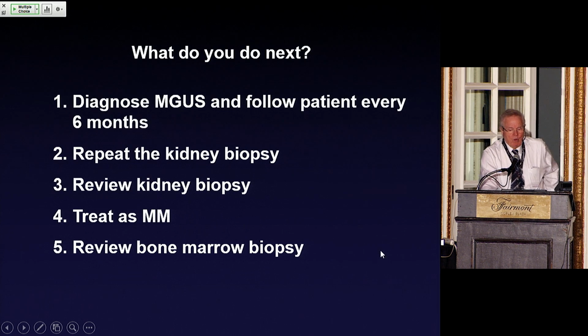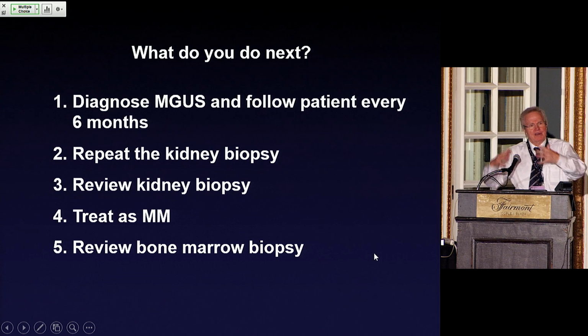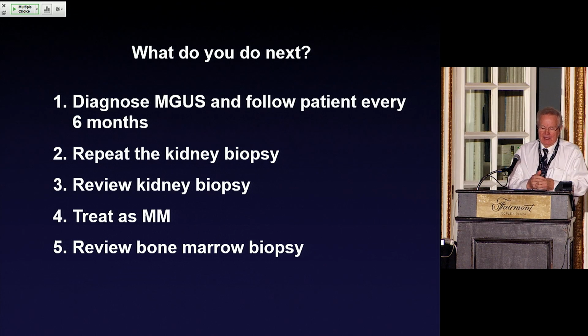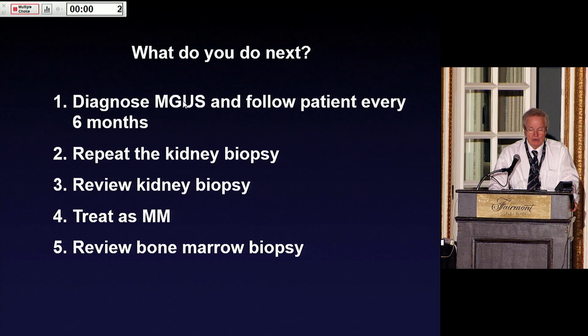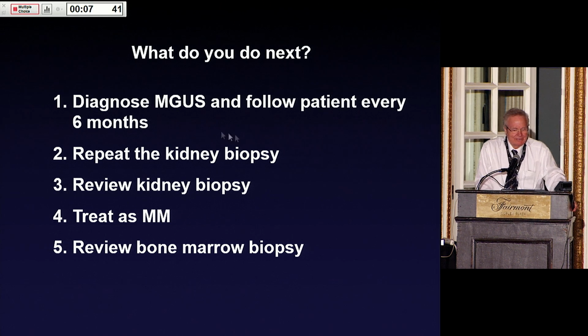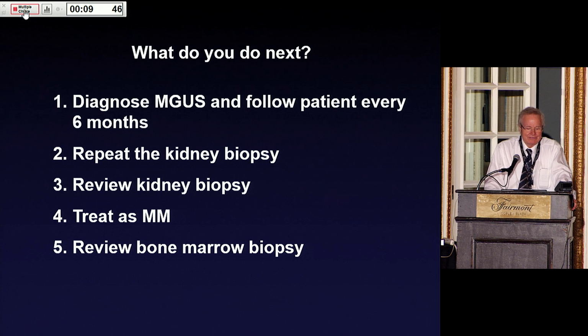Okay. What do you do next with all this that you have heard? Diagnose MGUS and follow the patient every 6 months. Repeat the kidney biopsy. Review the kidney biopsy. Treat as multiple myeloma. Review the bone marrow biopsy. So now you get to choose this other clinical question. Okay, 50 of you answered.